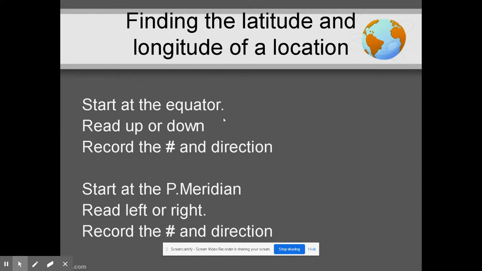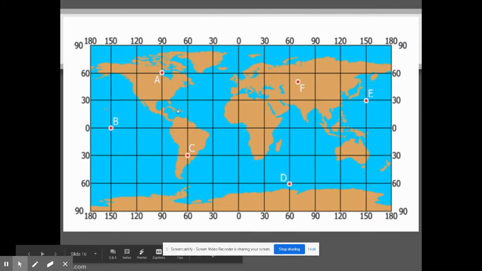So how do we find latitude? Well, we start at the equator, and we read up or down depending on where the location is, and then we read the longitude. For instance, if I'm trying to figure out where A is here, I start off at the equator, and I go up 30 degrees, 60 degrees, so it's at 60 degrees, and because it's above the equator, it's at 60 degrees north.